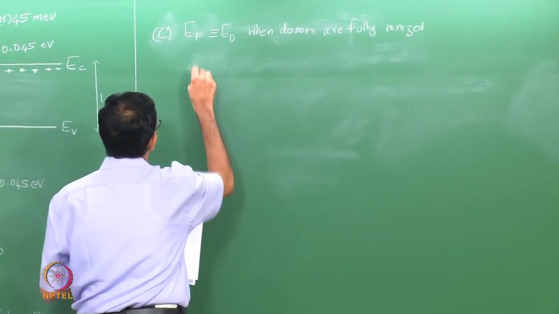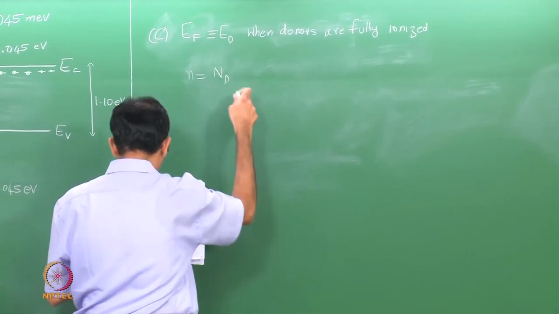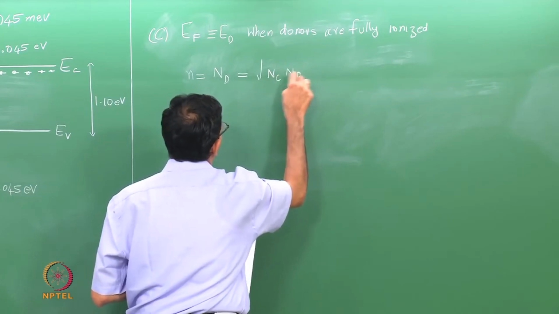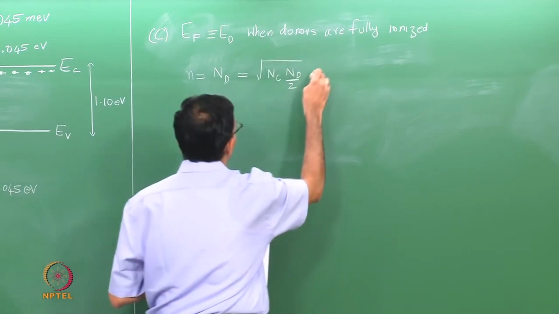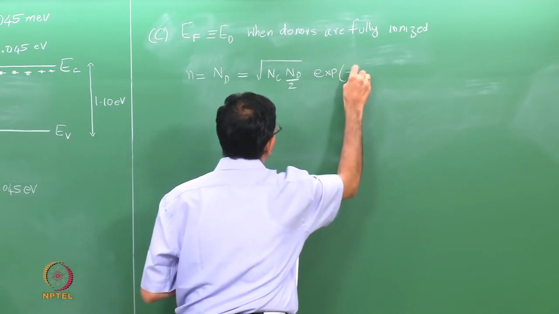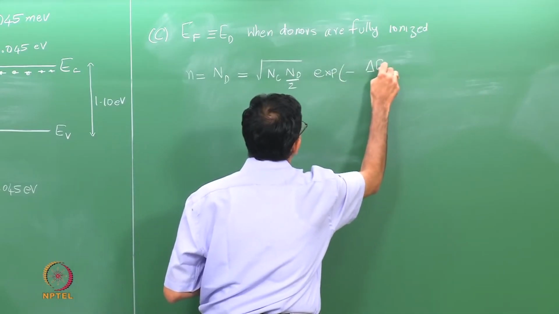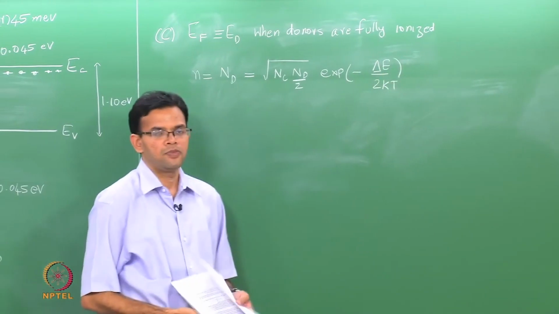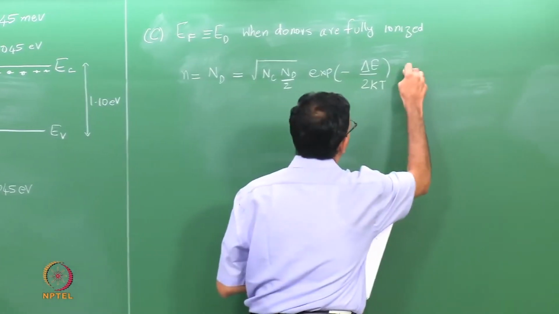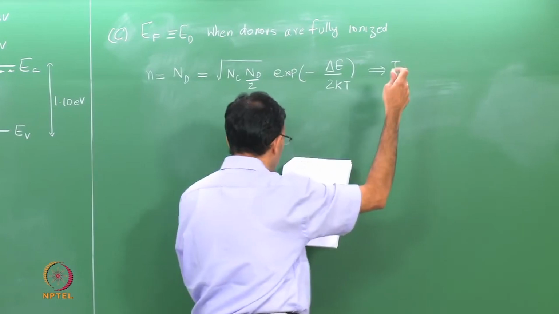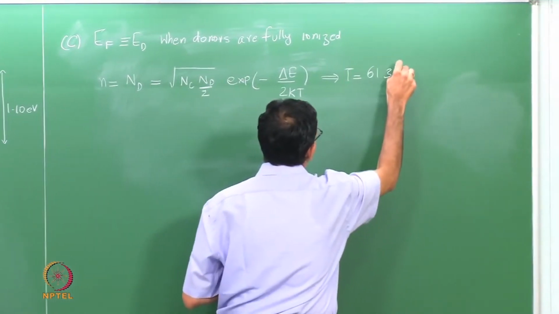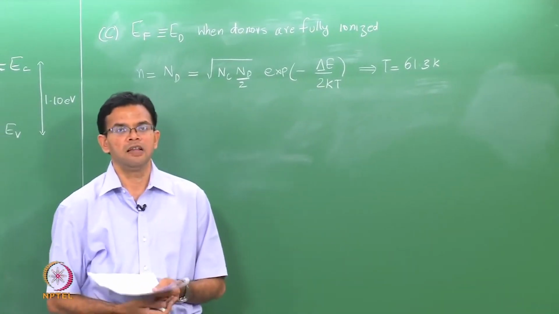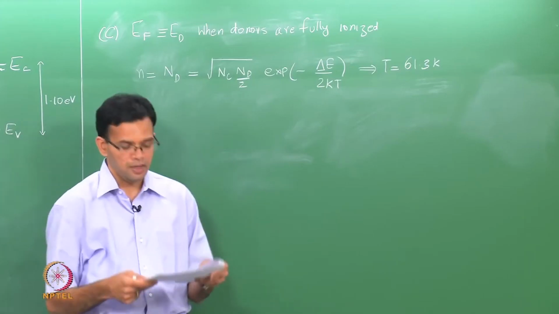Once again N is equal to Nd, which is square root of Nc Nd over 2 exponential minus delta E over 2 kT. Everything else is known except for the temperature. The temperature calculation gives you a temperature of 61.3 Kelvin. So, at a relatively low temperature of around 60 Kelvin, you get the donors to be completely ionized.